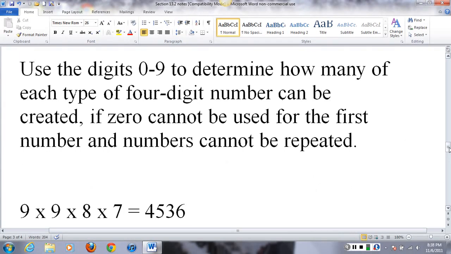So if we can't use 0 for the first number, that means we have 9 choices for our first number, 9 out of 10. Now numbers cannot be repeated, but since we didn't use 0 first, we still have 9 choices for the second number. Then whatever we chose for that second number, we can't use it again. Now we have 8 choices, and then 7. So that comes out to be 4,536 possibilities.